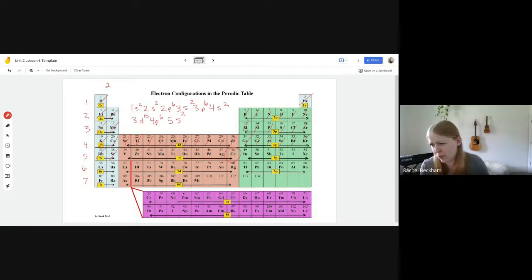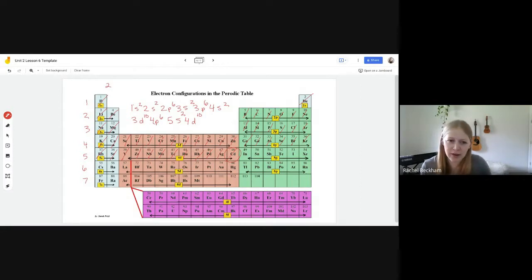Okay. We don't have to deal with the F block, thankfully, because that only is for row 6 and 7. So now we're on 4D because the D block shifts down 1, and we're going to count until we get to cadmium. 1, 2, 3, 4, 5, 6, 7, 8, 9, 10. It is the 10th one there. So this is the electron configuration for cadmium.